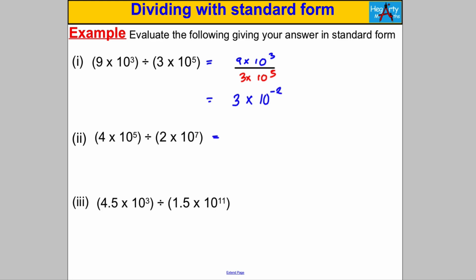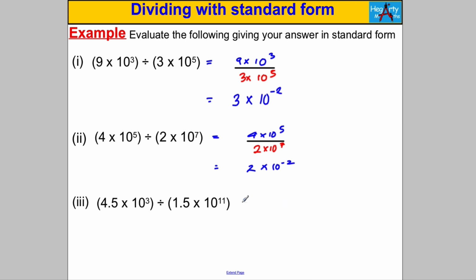Let's do the same thing here. 4 multiplied by 10 to the 5 over, or divided by, 2 multiplied by 10 to the 7. Let's do the 4 divided by 2 separately, which is 2. 10 to the 5 divided by 10 to the 7, 10 to the 5 subtract 7, 10 to the negative 2 again.